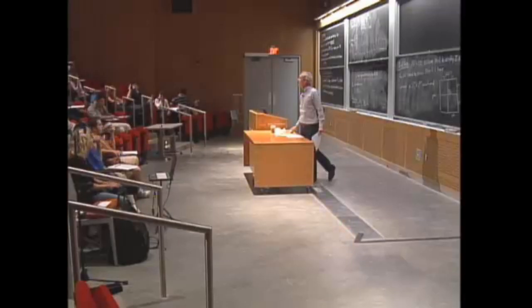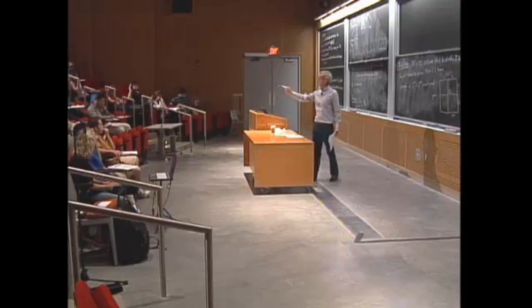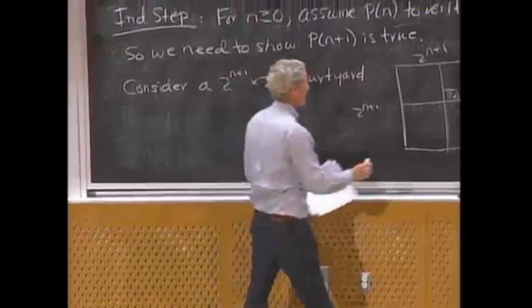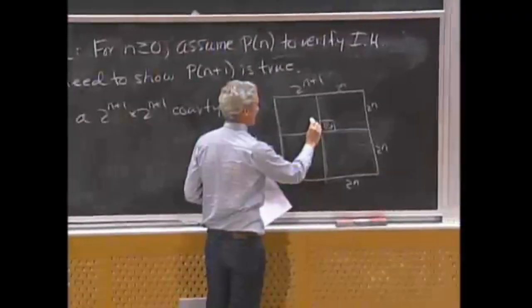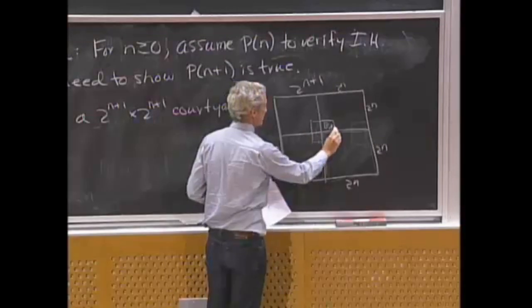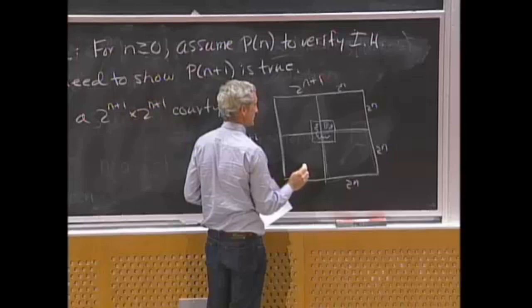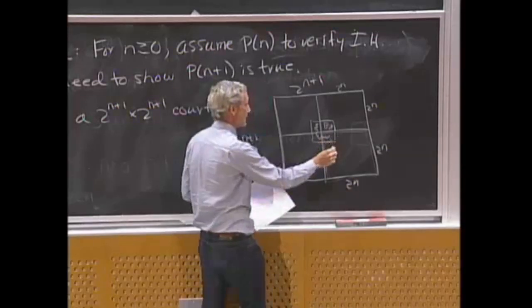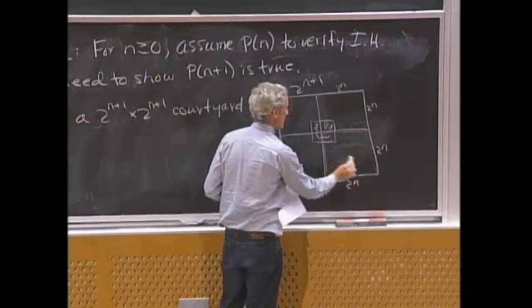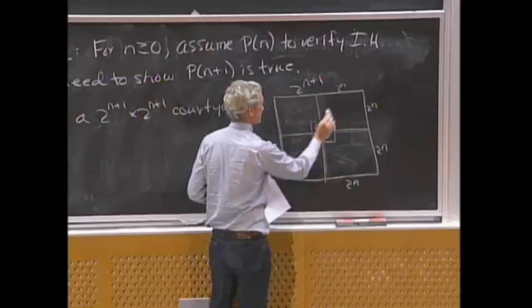There's one tile missing from each of those blocks at the corner that intersect. You can fill one tile. That's a great idea. All right, we're making progress now. Take a corner out of each of them. Put my L-shaped tile here. Now I can use the inductive hypothesis to tile each one of these.